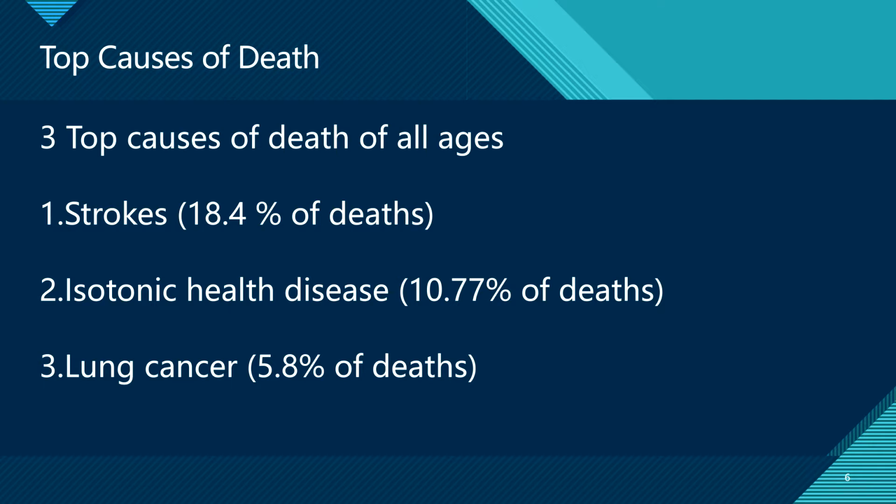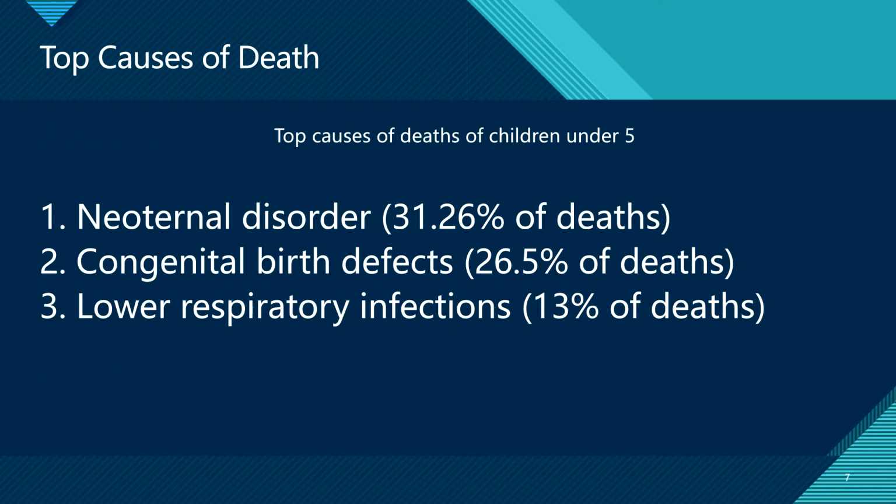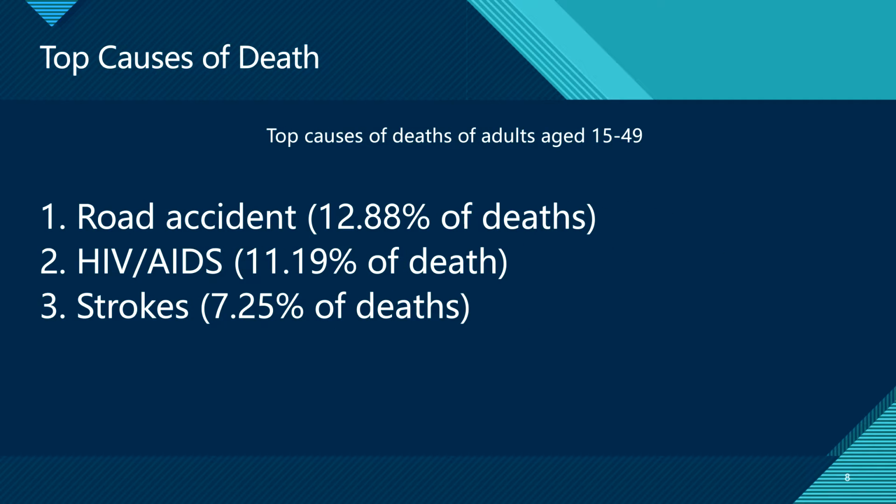When considering health status in Vietnam, we must examine what is causing deaths within the population. People of all ages are dying from strokes, ischemic heart disease, and lung cancer. People under 5 are dying from neonatal disorders, congenital birth defects, and lower respiratory infections. And adults aged 15 to 45 are dying from road accidents, HIV/AIDS, and strokes.